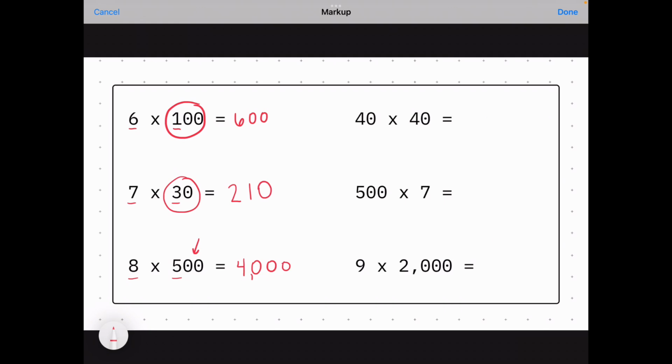40 times 40, I see the fact 4 times 4, and this time both of these are multiples of 10, so I need to add the zeros from 40 and 40, so I'm going to add 2 zeros total. 500 times 7, 5 times 7, add 2 zeros, and for my last one, 9 times 2, and this time I need to add 3 zeros.